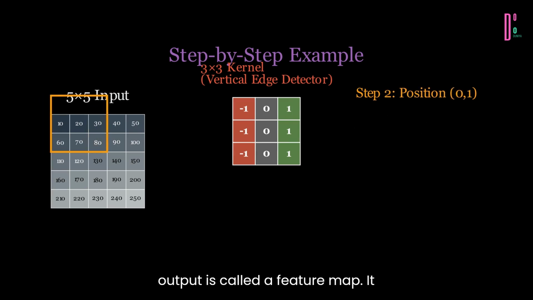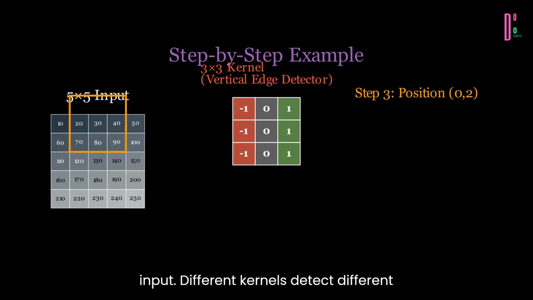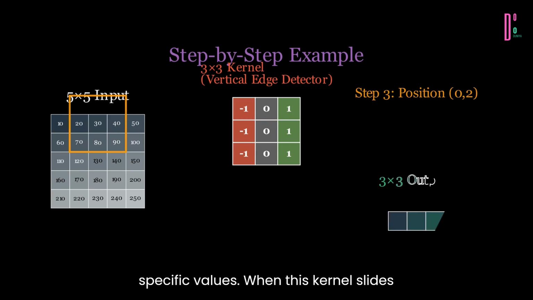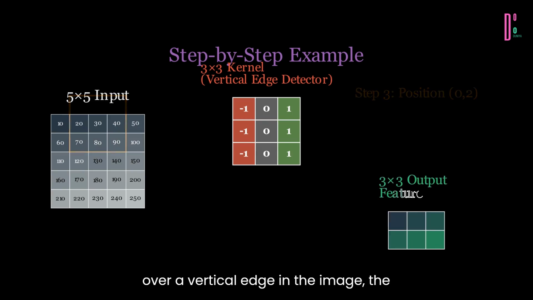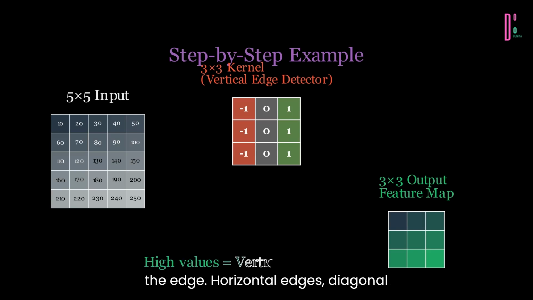The output is called a feature map. It highlights specific patterns in the input. Different kernels detect different features. A vertical edge detector uses specific values. When this kernel slides over a vertical edge in the image, the left side multiplies dark pixels by -1, the right side multiplies bright pixels by +1. The sum becomes large, detecting the edge.